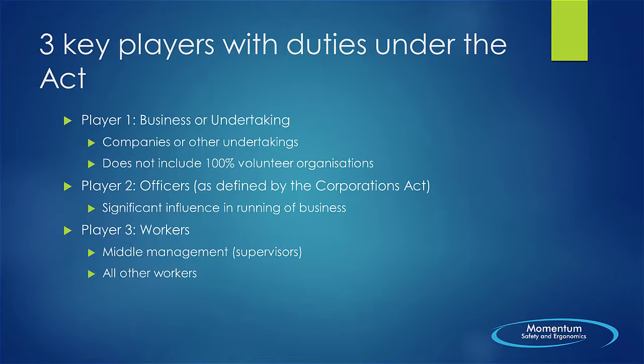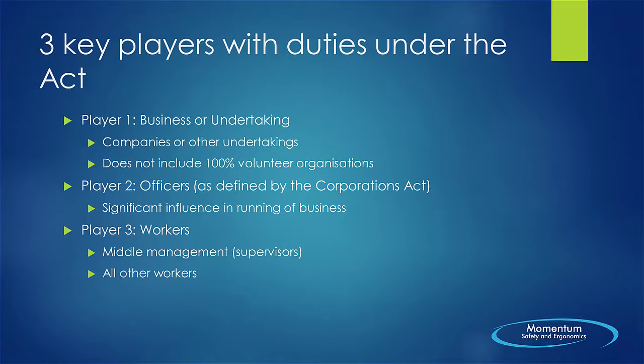The second player is the officer of the business or undertaking, defined as those who have significant influence over the running of the business, and it's actually defined under the Corporations Act. And the third player are the workers, which includes middle management or those in a supervisory capacity, but also other workers who don't have that type of capacity.